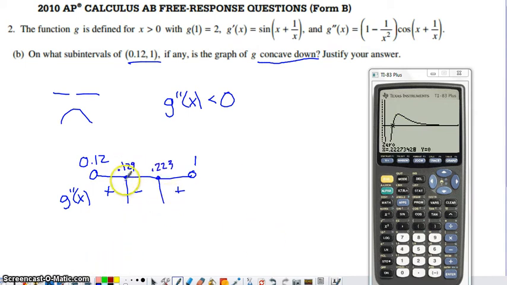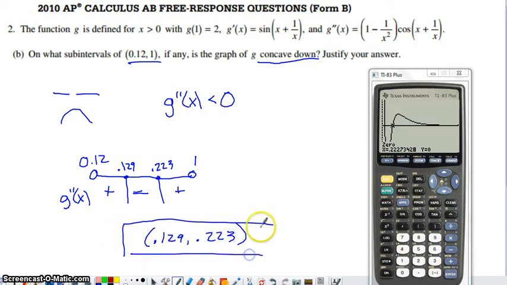Okay, so I took a minute to find the zeros. The 0 right here was at 0.129. The 0 right here, you can still see it on the calculator screen. I rounded that to the third digit past the decimal. The second derivative is negative between this x and this x. Therefore, our graph is going to be concave down on the interval from 0.129 the rest of the way to 0.223. So here's where we are concave down.